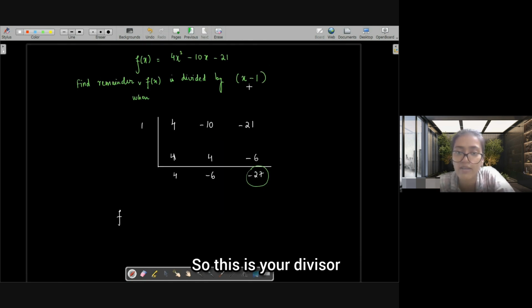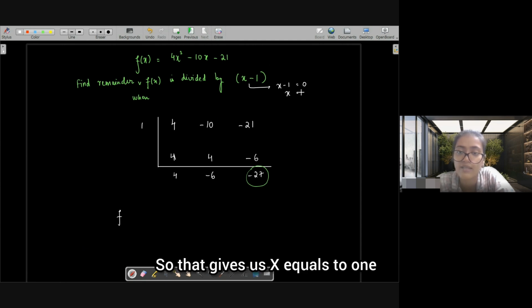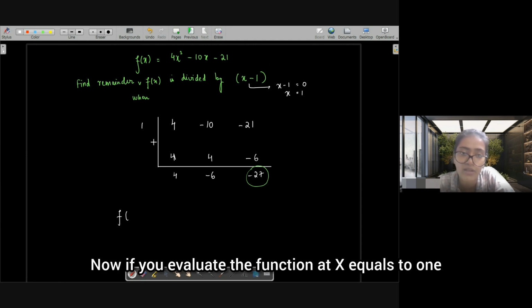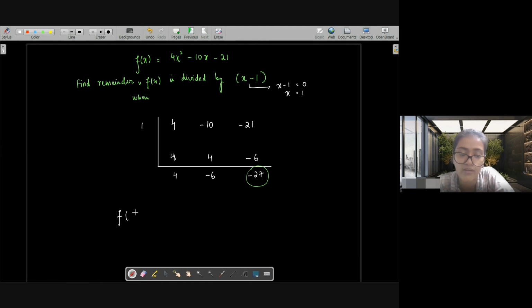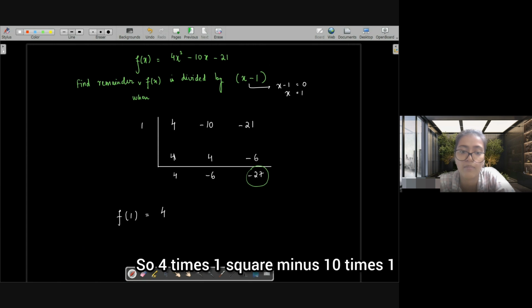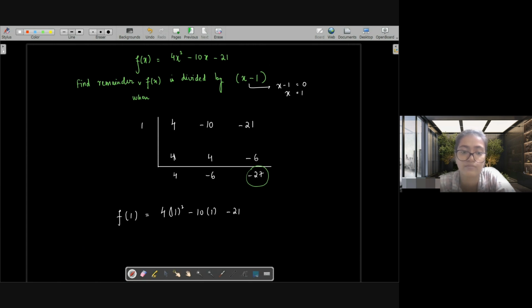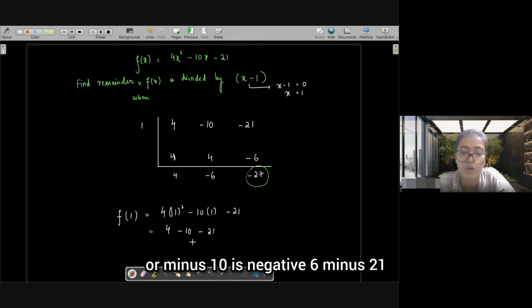So this is your divisor. Set it equal to 0. That gives us x equals 1. Now, if you evaluate the function at x equals 1, I think that would be easier in this case because it is 1. So 4 times 1 squared minus 10 times 1 minus 21. So this will be 4 minus 10 minus 21. 4 minus 10 is negative 6, minus 21.